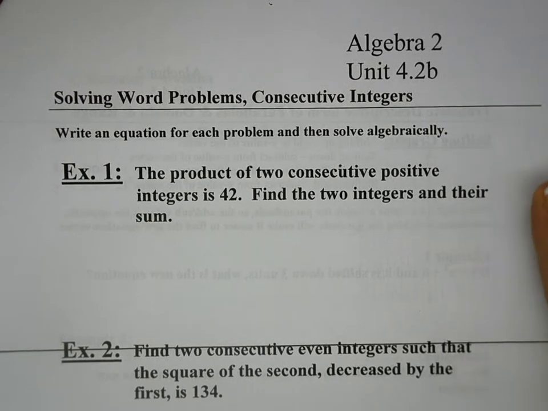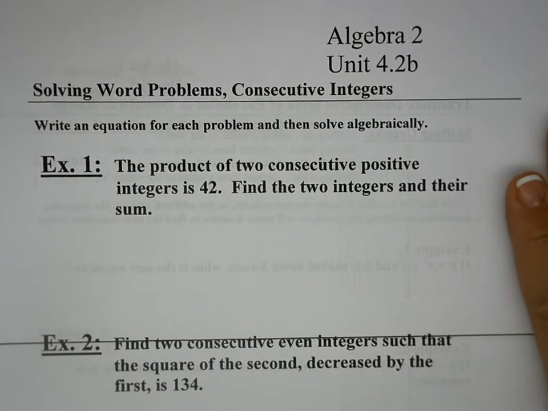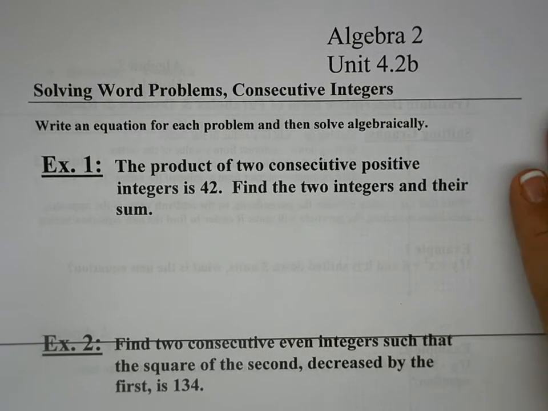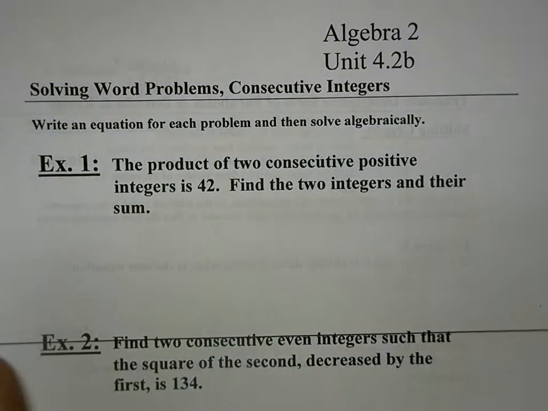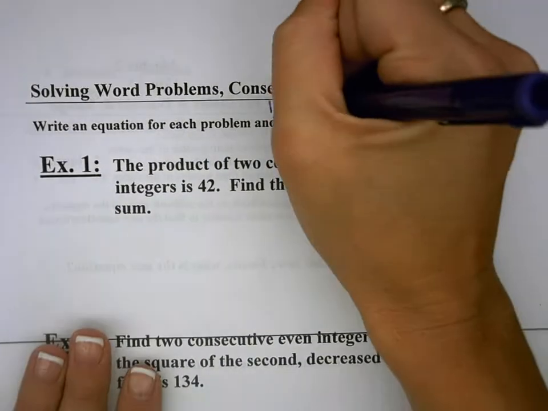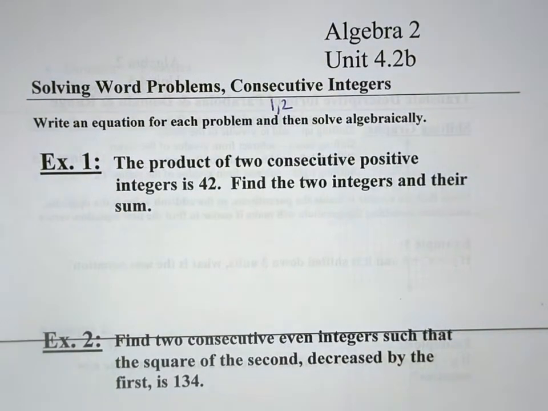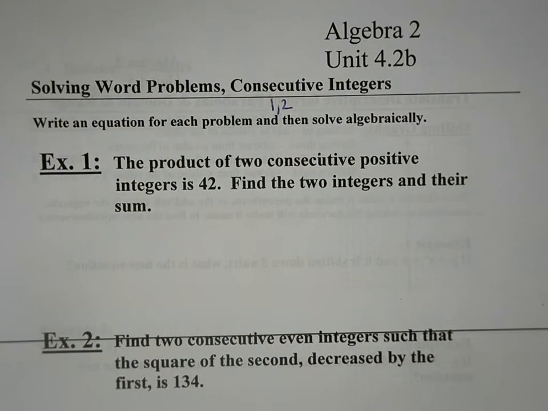So today we're talking about solving word problems and consecutive integers. Before we begin, can somebody tell me what consecutive means? So consecutive means like a number right next to another number. So for instance, the numbers 1 and 2 are consecutive integers, okay?